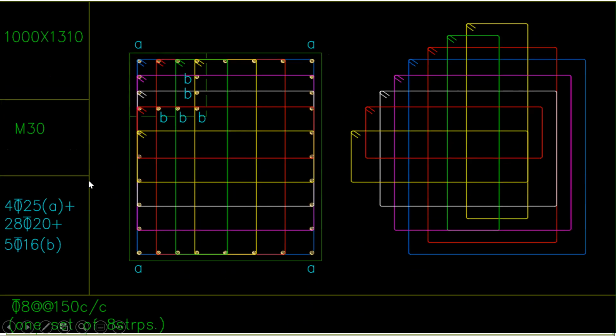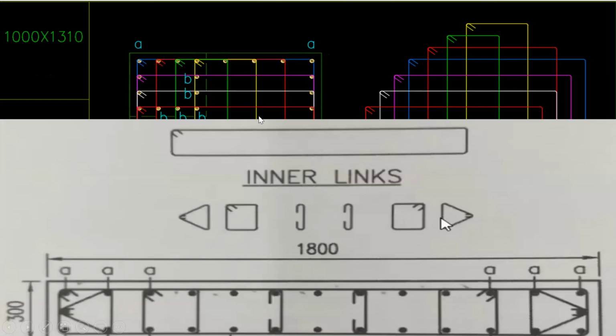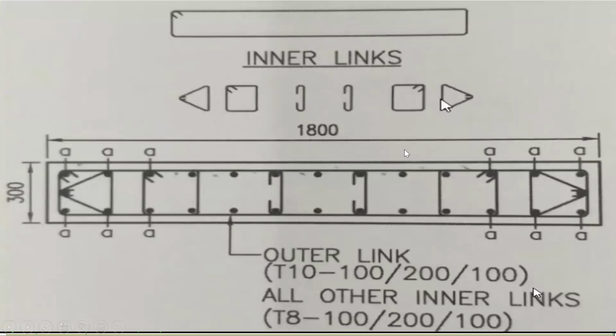So this is one more. Again, it's the same thing. This is another one, and this is a bit interesting. Again, what you have to do is, this is the outer ring. Then you have to provide a triangular ring here. Then these are the lateral ties. And this is one hook, this is a second hook. It's given. These are the inner links, and this is the outer link.